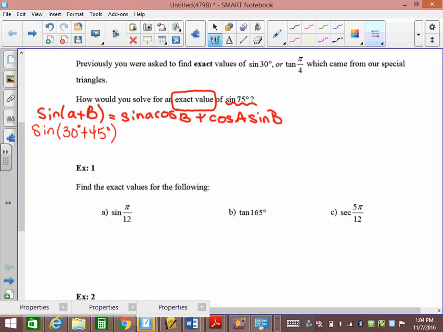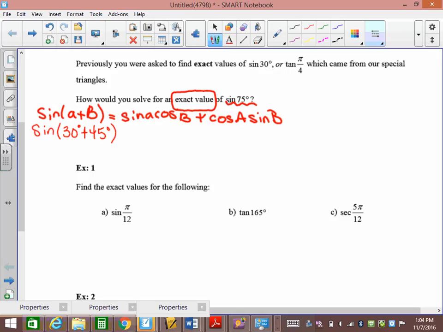Now, what I find some people do, which goes really terribly badly, is they'll go sine 30 plus sine 45. They distribute it in and think that that's right. It's not. The formula is sine A plus B is sine A cos B plus cos A sine B. You have to fill it into this formula. You can't just distribute the sine in. Don't do that. Don't be that person.